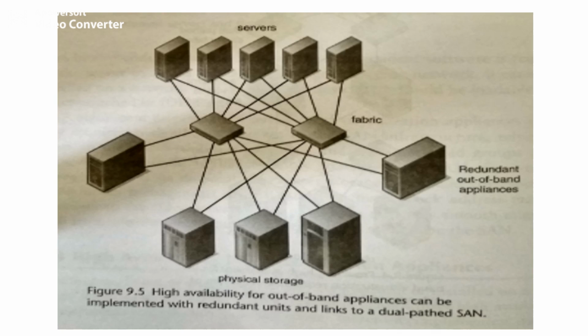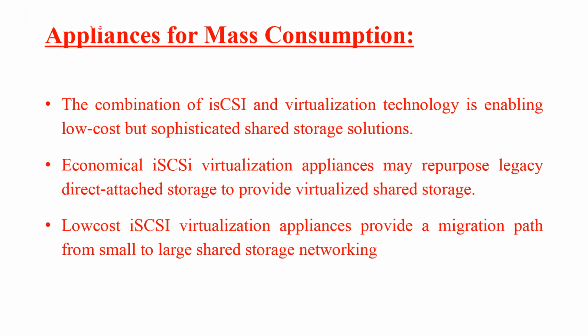This diagram shows that high availability for an out-of-band appliance can be implemented with redundant units and links to a dual-pathed SAN. Here we can observe that we have redundant out-of-band appliances, and the redundant units and links to the dual path SAN are considered so that we can maintain high availability of the data.